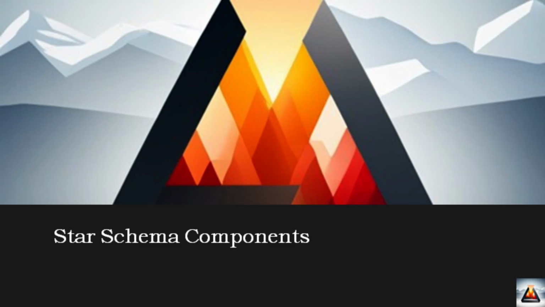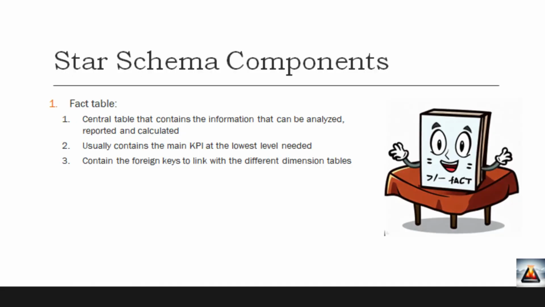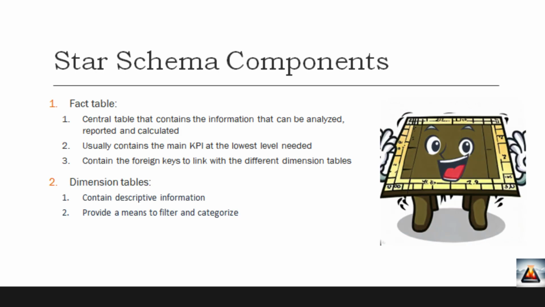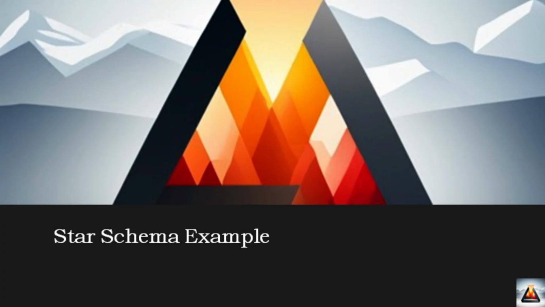Star Schema components. The fact table is the central component of a Star Schema, holding data that is subject to analysis, reporting, and calculations. Typically, it includes key performance indicators at the necessary level of detail. It also contains foreign keys that establish connections with various dimension tables, enabling comprehensive insights through data relationships. Dimension tables typically contain descriptive information and provide a means to filter, categorize, and provide context for the data stored in the fact table.